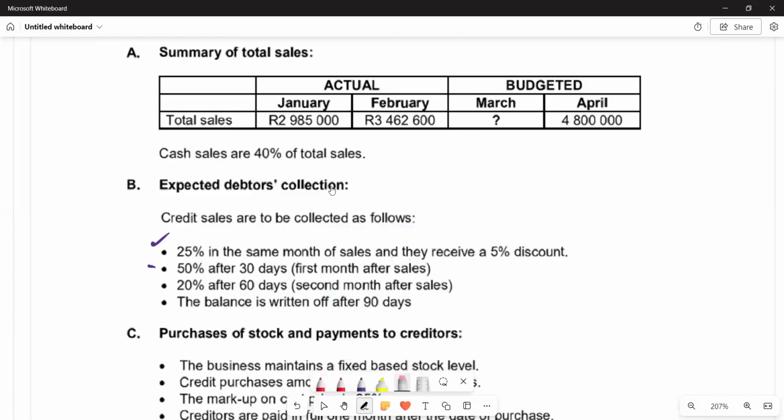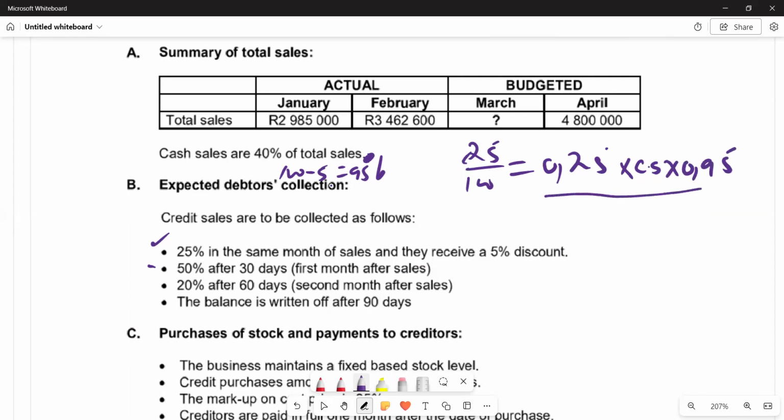So the proportion that we are given there is 25%. And remember, 25% is 25 over 100, you convert it to a decimal, it becomes 0.25. So we are going to use 0.25. So we're going to say 0.25 times the credit sales for the month that we want to look at, and then we also remove the 5% discount, which is 100 minus 5, we are going to get 95%. So 95% as a decimal also becomes 0.95. Then here we multiply also by 0.95. So this is how we are going to calculate it.